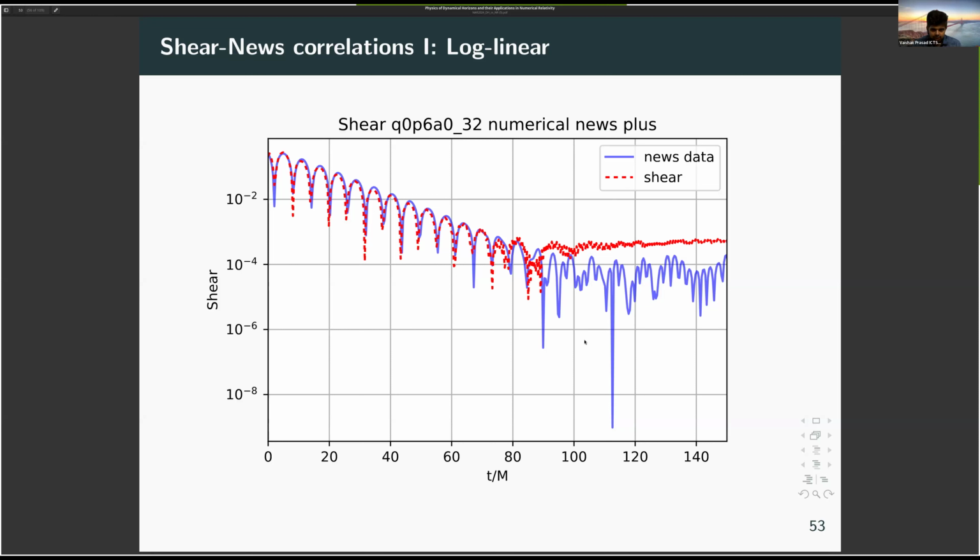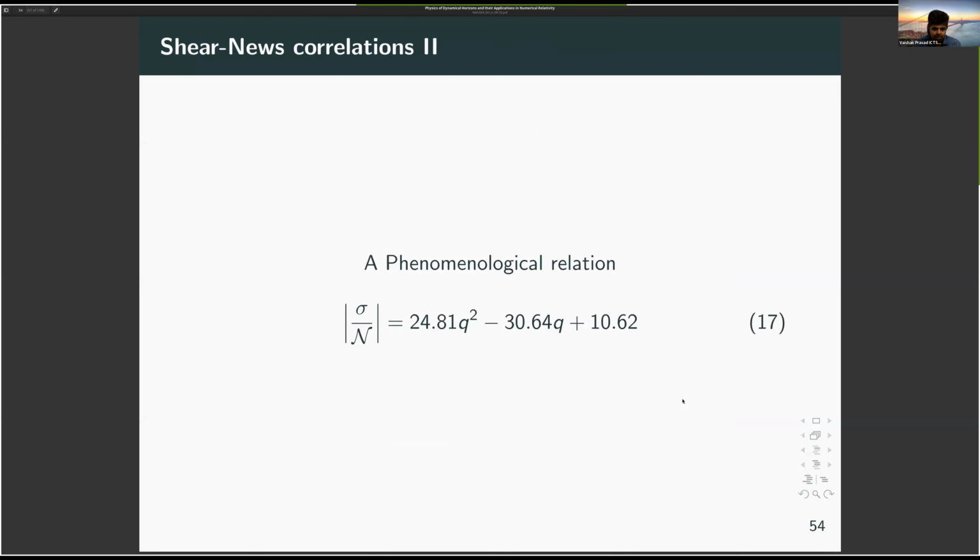What you see on the right-hand side is a numerical noise floor. All numerical simulations have limitations, and on increasing the resolution of the runs, the noise floors would be expected to decrease further and further. And of course, we could find a similar relation between the shear and the News in the post-merger phase as well.